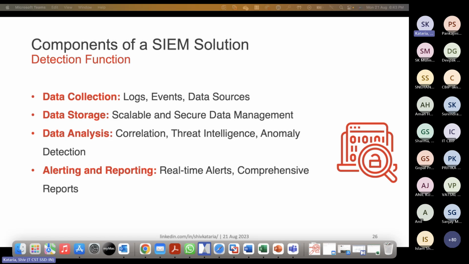They first receive the logs from multiple devices, then store those logs in a scalable and secure data management system. Finally, they analyze them through different threat intelligence and the anomaly detection engine, correlating with different sources. Finally, they generate alerts and comprehensive reporting.